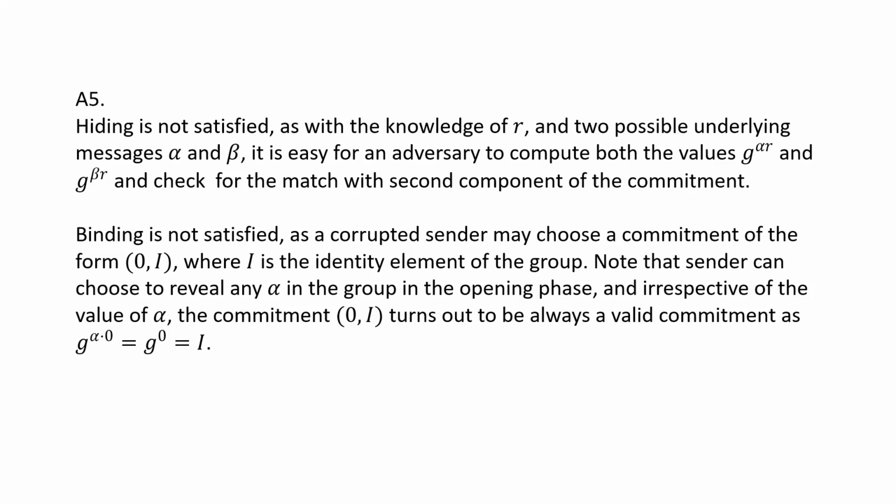Now, what about the binding property? The binding property is also not satisfied here, because a corrupted sender may choose the value r to be 0. In case it chooses r to be 0, then alpha r is also 0, and g^(alpha r) is nothing but g^0, which gives us the identity element of the group.